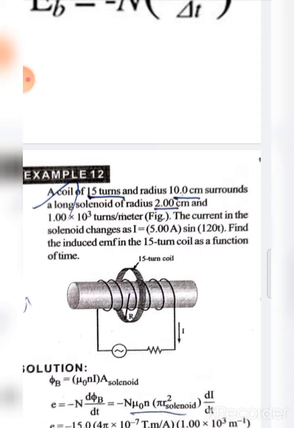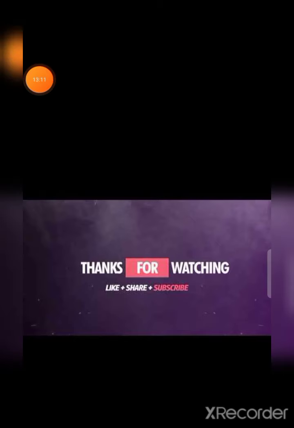Even though this sum is related to a solenoid, you should know how the EMF is induced. Here we use Lenz's formula only. The formula is E is equal to minus N into d phi by dt. Like this, there are so many sums. In the next videos, we will see the sums related to solenoids and the EMF induced. Thank you.